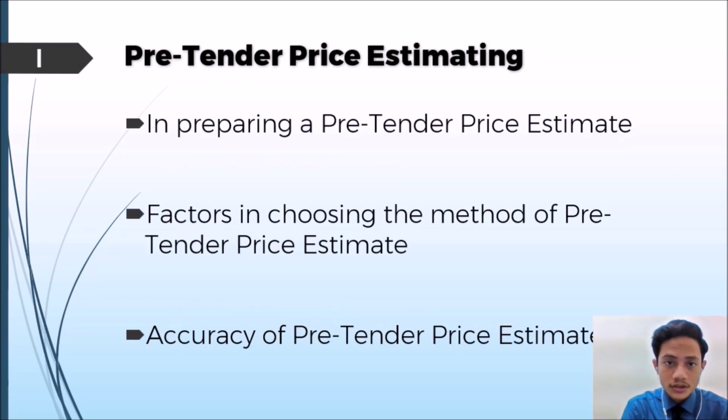Now, in any construction project, usually the client wants to know the estimated cost of the project as soon as possible. This is a job for the QS, and not only does he need to prepare a quick estimate, the estimate must also be of the highest accuracy to the real project cost. And this is where the methods of pre-tender price estimating, which is introduced in this topic, come into play in helping the QS doing the pre-tender price estimate.